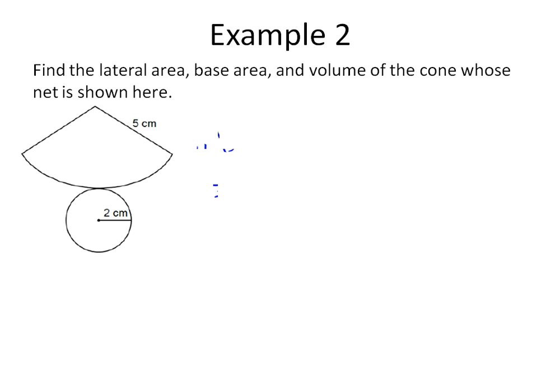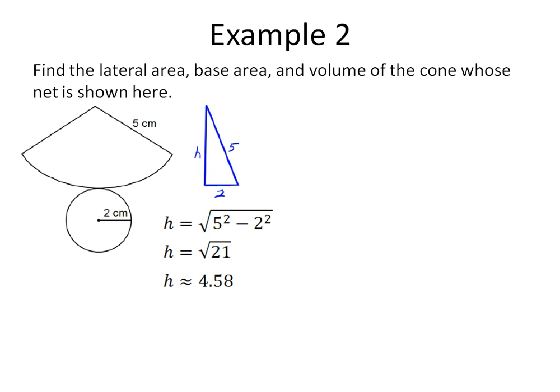Okay, so the first thing we're going to do is draw a right triangle that represents those particular parts. So 5, which is the slant height, will be the hypotenuse of this right triangle. 2 will be this short base that goes across the bottom that corresponds to the radius, and the height will be the missing leg. Since we know one leg and the hypotenuse, we're simply going to square the hypotenuse, subtract the leg squared from it, and take the square root of the result. So h is equal to the square root of 5 squared minus 2 squared, which gives us the square root of 21, which is approximately 4.58.